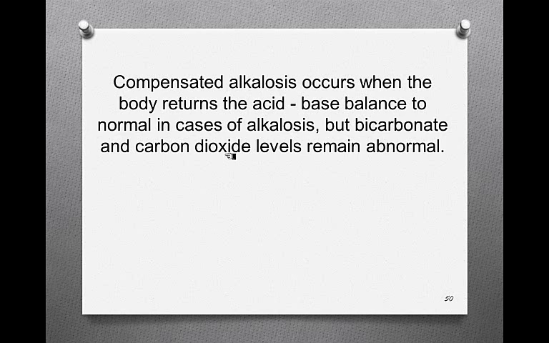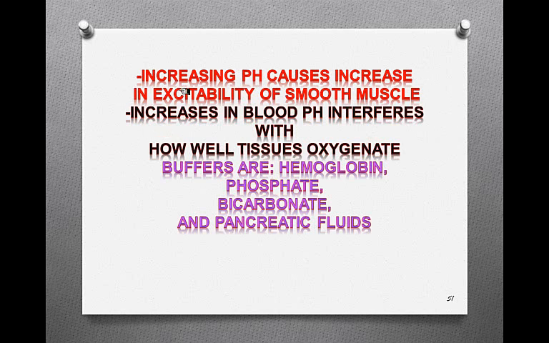So, let's talk about this a little more. Alkalosis, increasing pH, causes an increase in excitability of smooth muscle. Increases in blood pH interfere with how well tissues oxygenate. And there are some buffers here that we're going to talk about: hemoglobin, phosphate, bicarbonate, and pancreatic fluids.